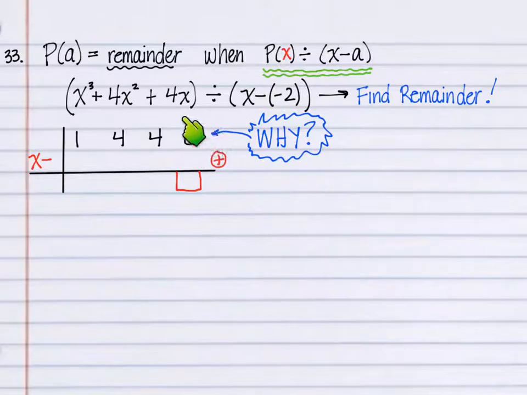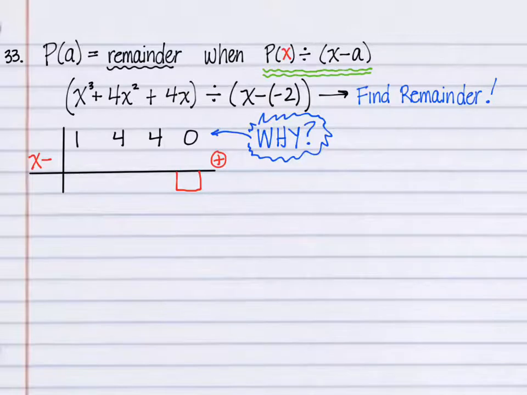Why is this there? Because look at the degrees. I have third degree, second degree, first degree. I don't have the 0 degree. So I have to say that the coefficient for the third degree is 1. The coefficient for the second degree is 4. The coefficient for the first degree is 4. And the coefficient for the 0 degree, which does not exist here, would be 0.